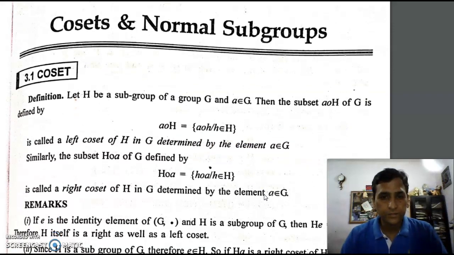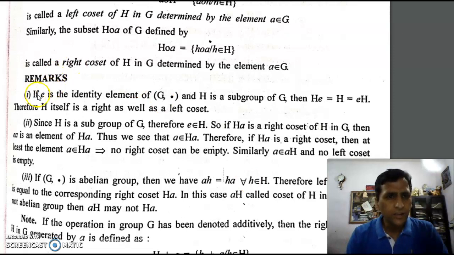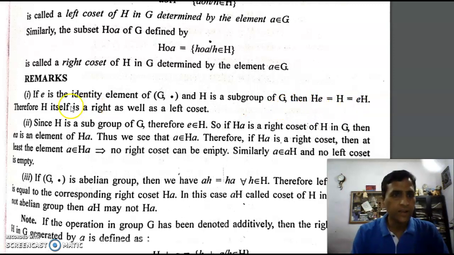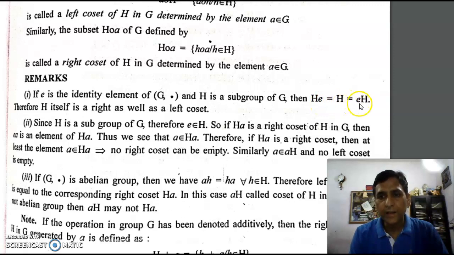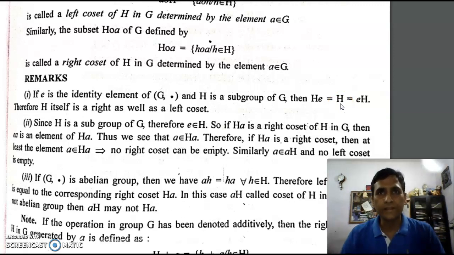Here are some remarks about the cosets. You know that the identity element is e and it is also the identity element in H, and H is our subgroup. Then he is identity, so it becomes H. Then H itself is a right as well as a left coset. Why? Because if I write the identity element on the right side, it remains H. If I write the identity element on the left side, it remains the same H. So a subgroup itself is also called a coset, left coset or right coset, because of this identity element.